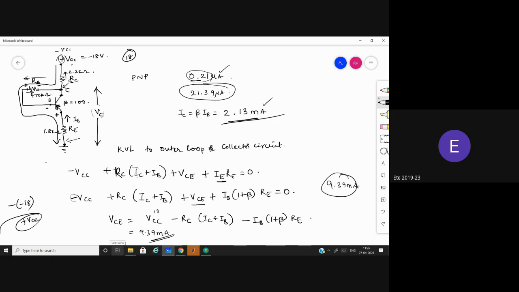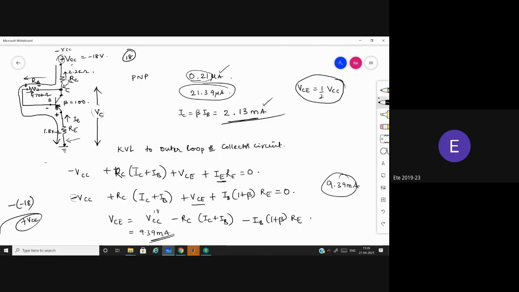See, whenever this kind of problems is given, there is a shortcut method to verify your answer. So always remember, VCE will be half of VCC. This is what we are going to do even in our lab also, to check whether this transistor is biased properly. Is 9.39 almost half of VCC? Yes, sir. So the answer is correct.